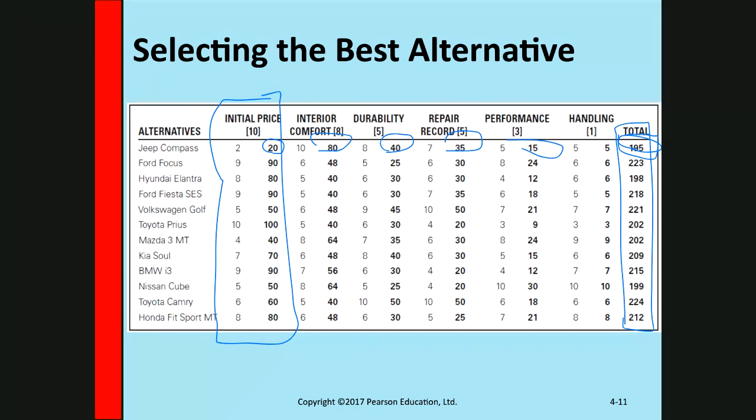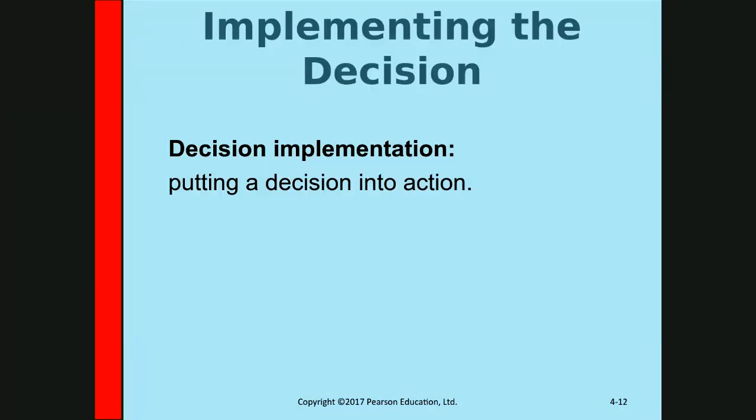Okay, 224. So it should be Toyota Camry. Based on the criterion and based on the weightage, it should be Toyota Camry. Alright. So when this is being selected, now the decision will be implemented.